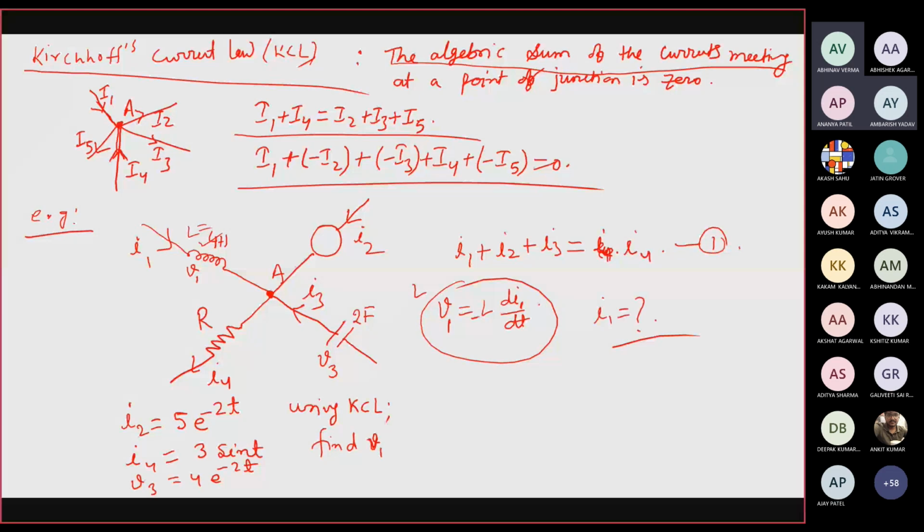Calculate, what comes for I1? Yes sir, 3 sin t minus 5... 3 sin t plus 11 e to the power minus 2t. Okay, you have calculated that. So I1 will be equal to 3 sin t plus 11 e to the power minus 2t. Okay, so all of you got this expression of this current I1.